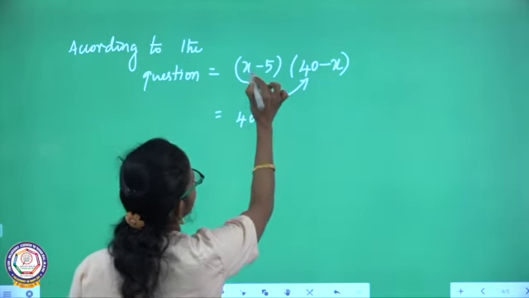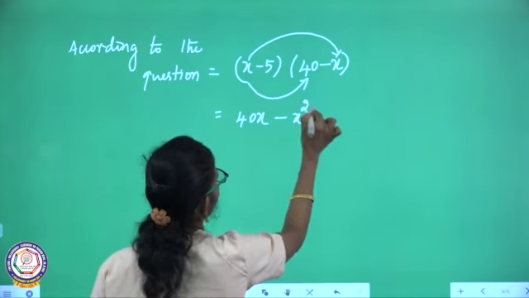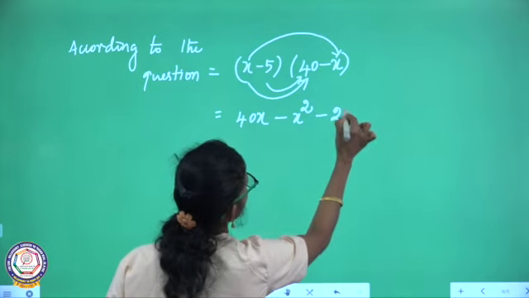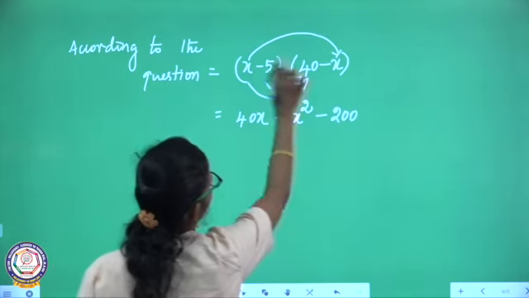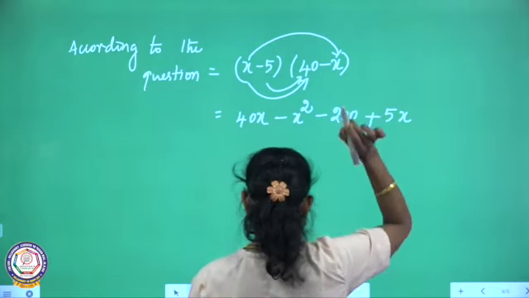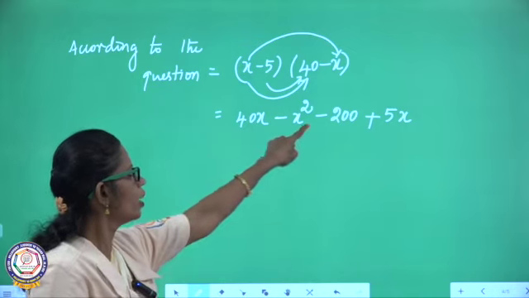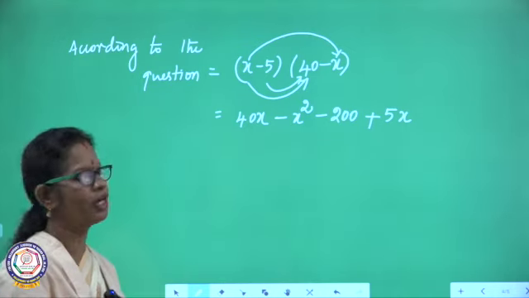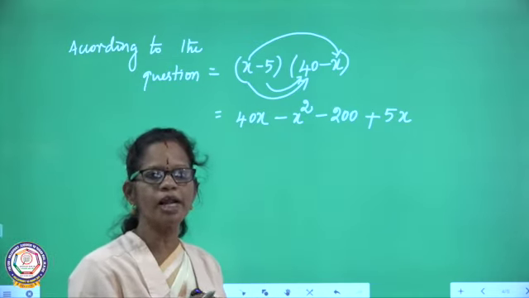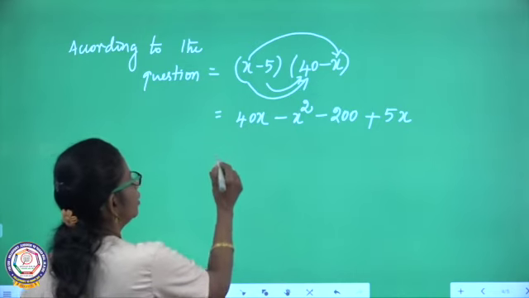40x minus x square minus 200 minus into minus plus 5x, right? 40x minus x square minus 200 plus 5x. See here 40x, here plus 5x. Both are addition. So, add and put the addition symbol, right?